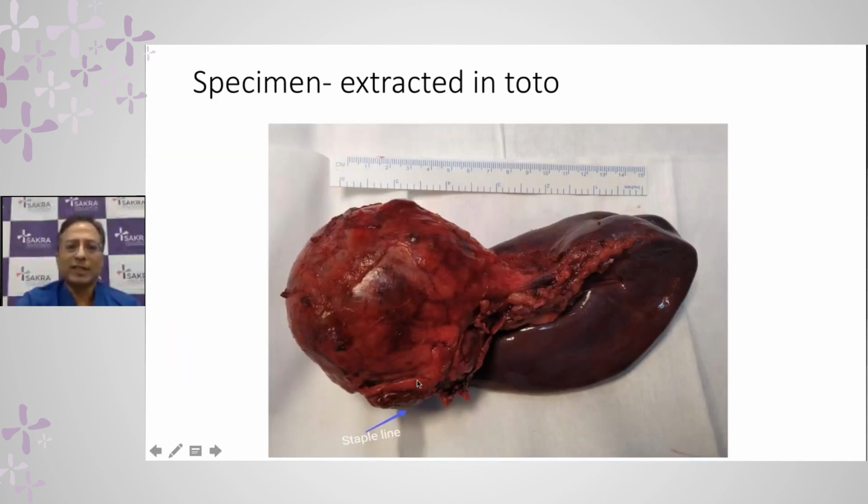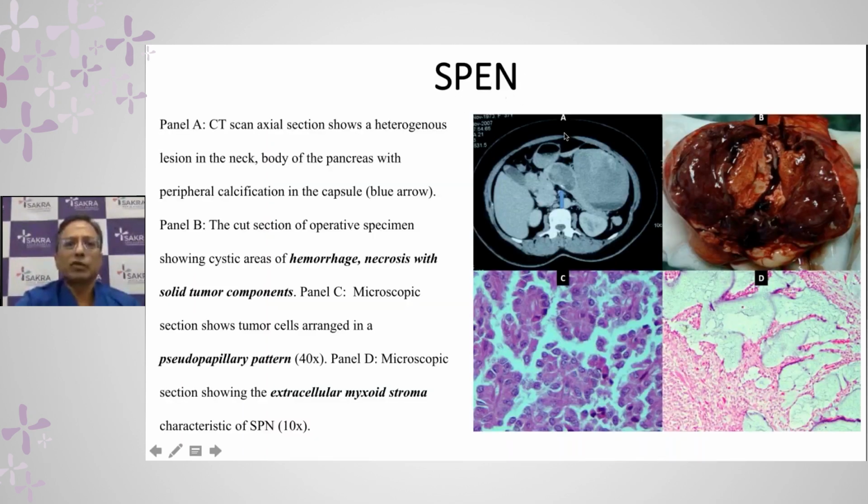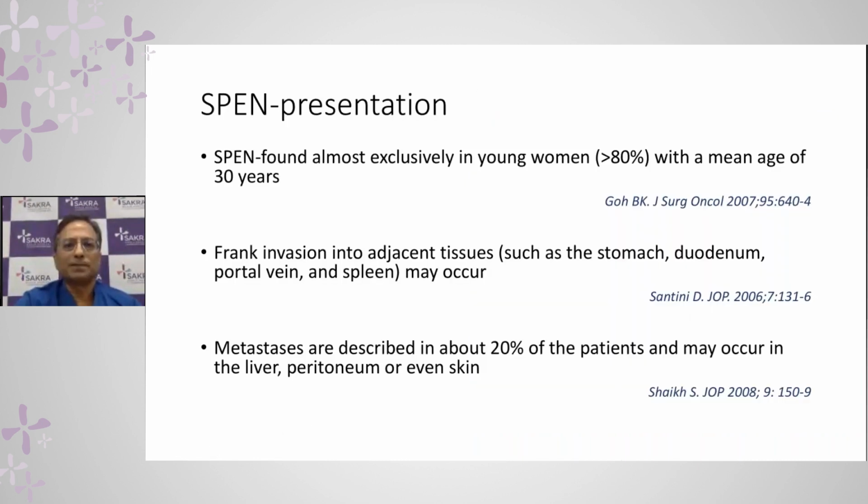So this is the tumor, this is the cut end of the pancreas and the spleen. The histology confirms that this is a solid pseudopapillary endocrine neoplasm, which is the characteristic finding of this kind of gross tumor: pseudopapillary projections on pathology with this myxoid stroma. So this is a classical pseudopapillary endocrine neoplasm.